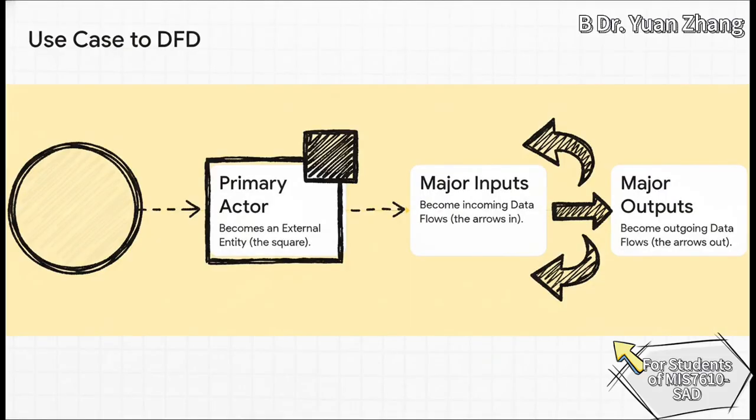And check this out. It's a direct one-to-one translation. Your actor, boom, that becomes an external entity, the square on your DFD. Your use case name, that's your process, the circle. And your major inputs and outputs, those are the arrows showing the data flows. It's like a perfect little map from your table to your diagram.